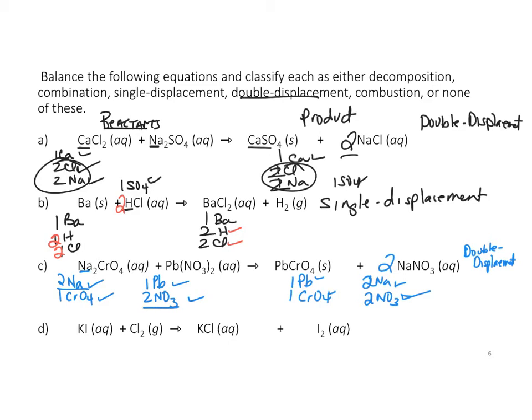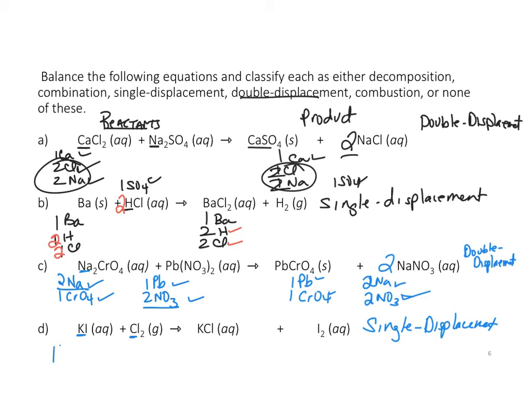So we have a compound with an element, and then we have a new compound and an element. So this is single displacement. And you see that the iodide is getting displaced by the chlorine.